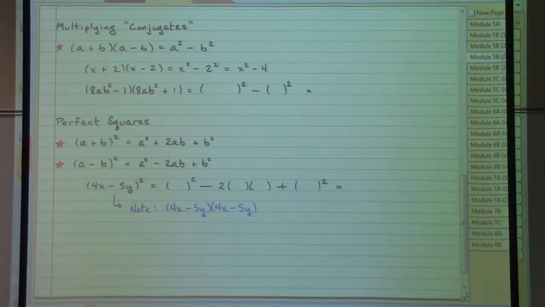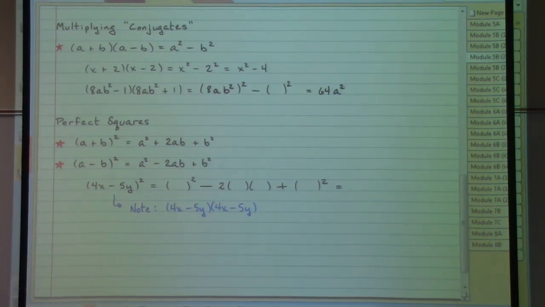So the other example that we're going to work out now, 8ab squared minus 1, and in parentheses 8ab squared plus 1. Because these are conjugates, our formula tells us that we could take the first term, 8ab squared, and square that. 8 squared, 64. A squared, well, there it is.